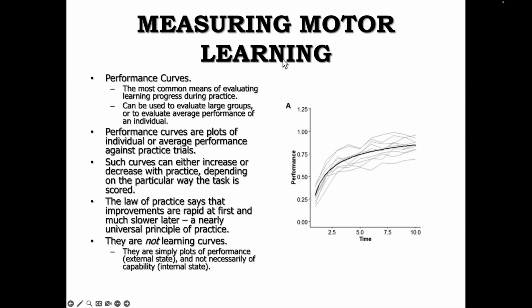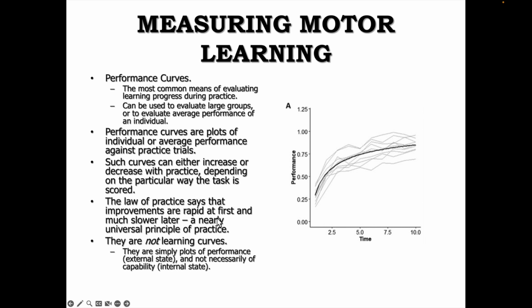So how do we measure motor learning? We can try to do this through performance curves. This is the most common way of evaluating learning or progress during practice, and we can use it to evaluate large groups of people or the average performance of an individual. If we look at this chart on the right, we have time in seconds, and performance on the left axis. Over time, performance should improve or increase.